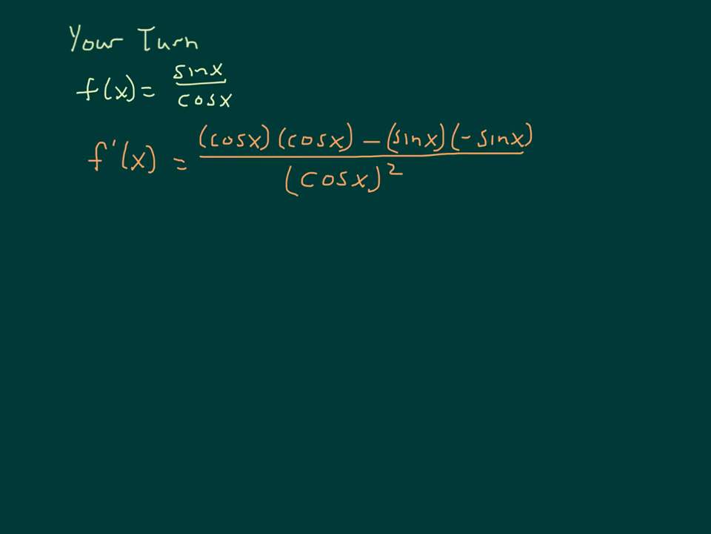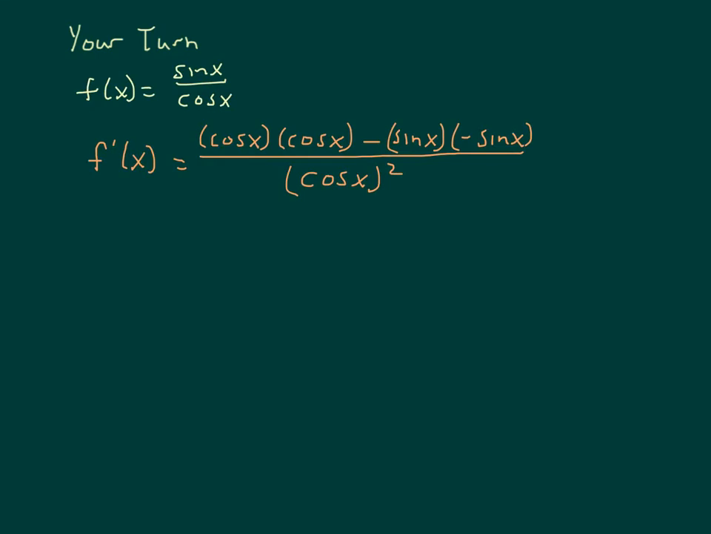Welcome back. Hopefully you got your final answer, and I'm hoping that your final answer in this case came out to be secant squared x. If not, let's take a look at how it worked out. In this case, when I have the quotient rule, f prime of x is going to be the derivative of the top times the bottom. Well, derivative of sine is cosine times the bottom, which is also cosine, minus the top times the derivative of the bottom. Well, the top is sine x, and the derivative of cosine is negative sine x, and we're going to be over the bottom squared.